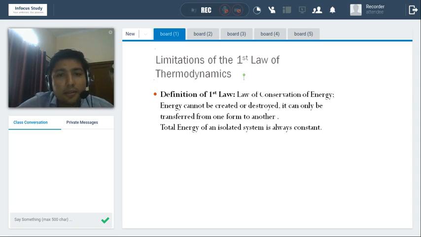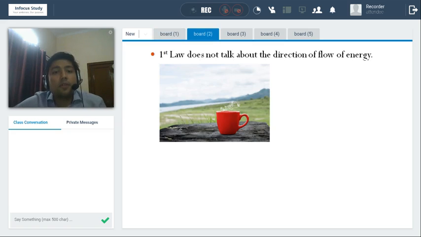Now what about the limitations? What this law fails to talk about is, first of all, the direction of flow of energy. Take this cup of coffee for example. Suppose a hot cup of coffee you have kept at room temperature. What will happen is that it will start cooling, right? So it will lose energy.